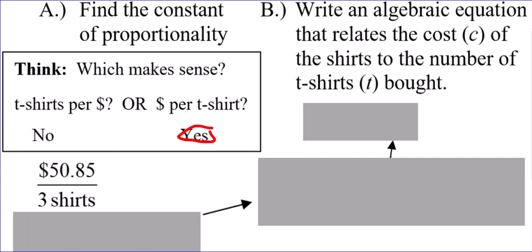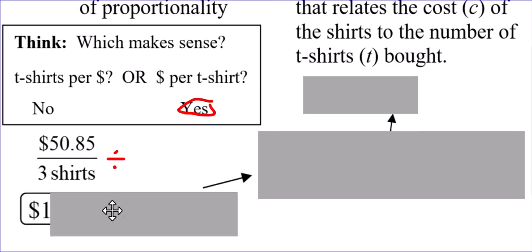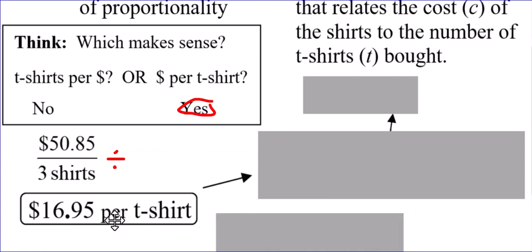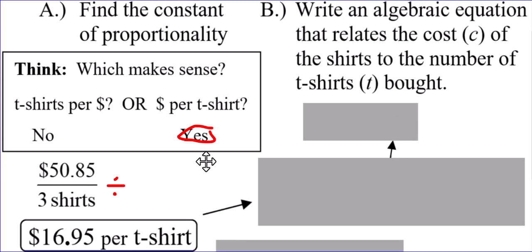Now, what we're going to do here is we're not going to use the fraction key. You've learned this before with unit rates. We're actually going to divide top number divided by bottom number. So $50.85 divided by 3, you can do it in your calculator right now, will give you $16.95 per t-shirt. The unit of measure on top is on the left, and the unit of measure on the bottom is to the right of the word per. So that's part A. That's the constant of proportionality, more commonly known as the unit rate.